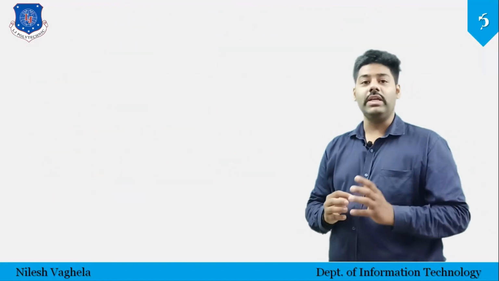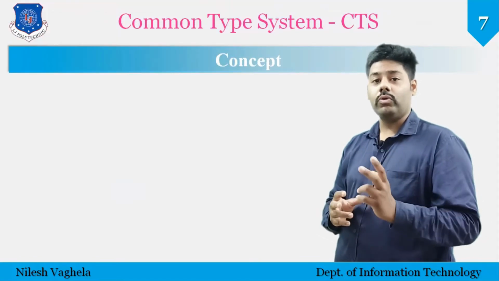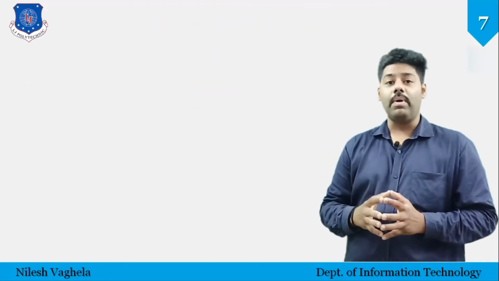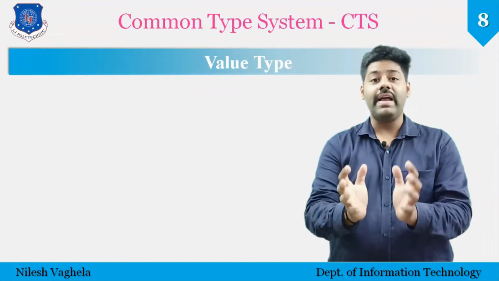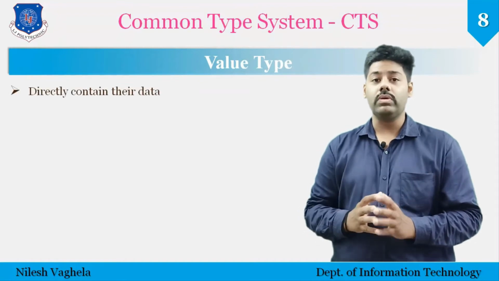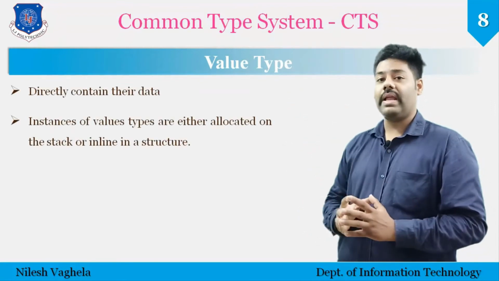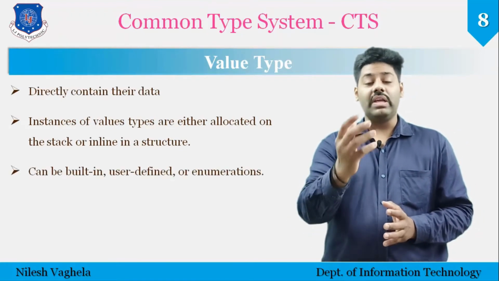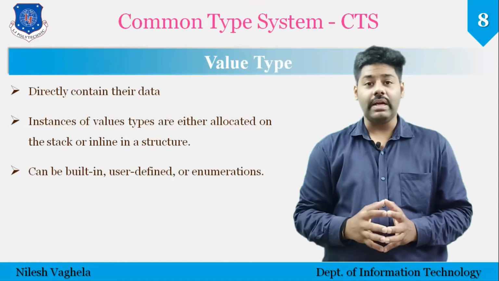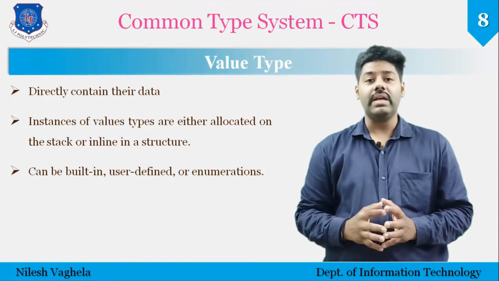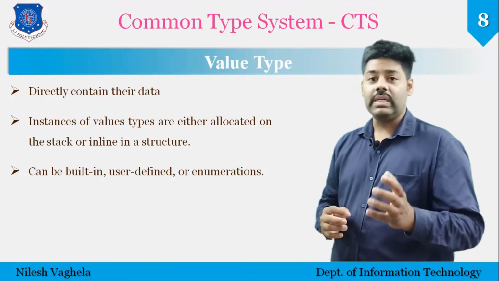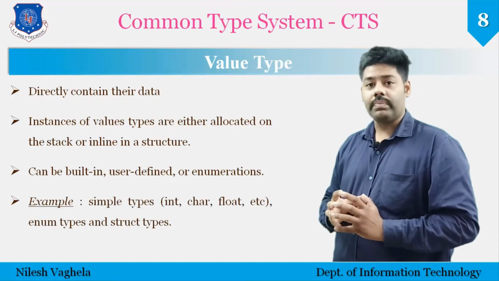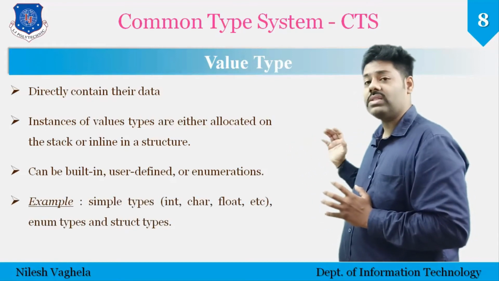Now if we go into the details of CTS, there are two types available: value type and reference type. Value types, as the name suggests, store values. Where are they stored? On the stack or inline in a structure. Which data types fall into the category of value type? The inbuilt data types, which are the basic data types, the struct, which is the user defined data type, and enumerations. The inbuilt data types are integer, character, float, and enumeration, which is your enum, and the user defined data type is a structure or struct type.